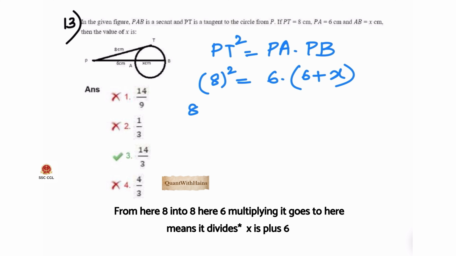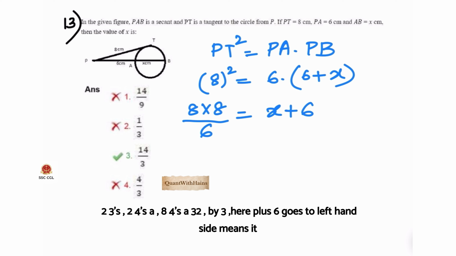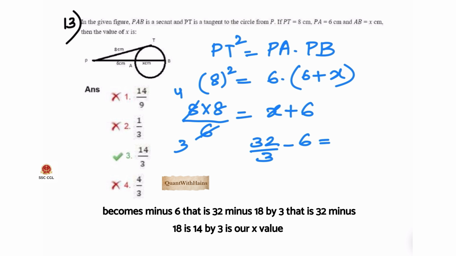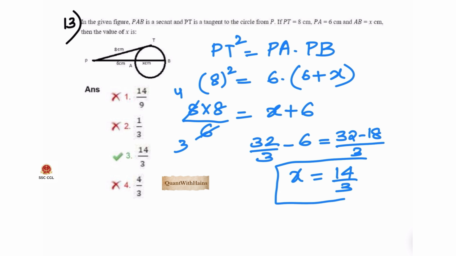From here, 8 into 8, here 6 multiplying goes to the other side, it multiplies, x is plus 6. 8 into 8 is 64, divided by 2 is 32, minus 3, here plus 6 goes to the left hand side, means it becomes minus 6. That is 32 minus 18 by 3. 32 minus 18 is 14, by 3 is our x value. That is option 3.